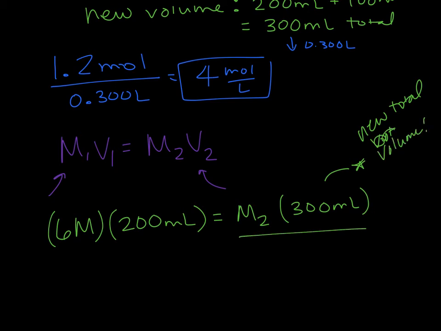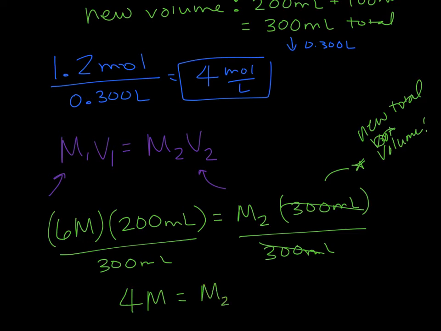Okay, so I'm going to divide both sides by 300. So that cancels out. So I'm going to take 6 times 2, which would be 1200, divided by 300, gives me 4 molar. And so that's my second molarity, which is the exact same thing we got up here. So it doesn't really matter which way you go. Sometimes you're doing more work one way or the other, but just make sure that you're able to do it whichever way that you choose.